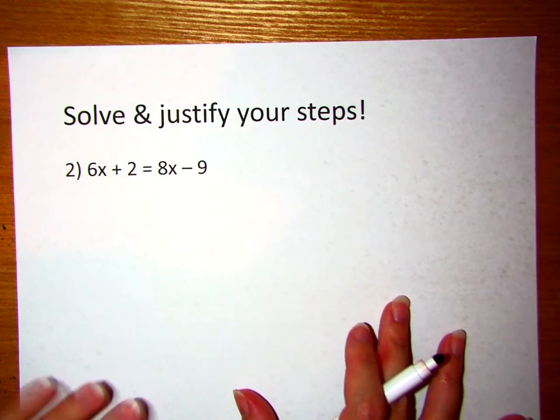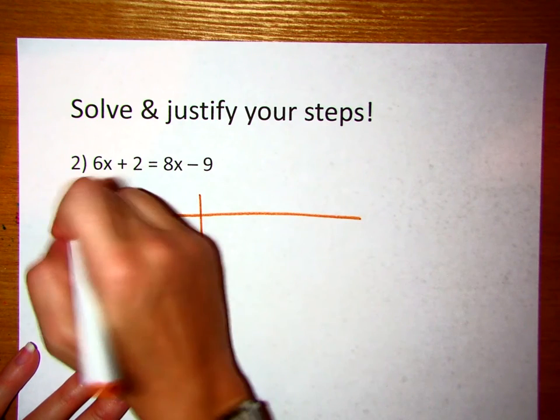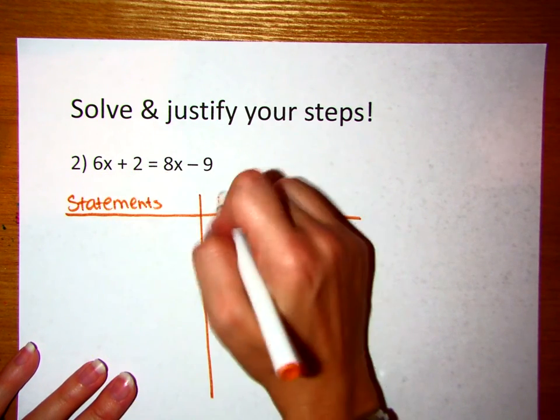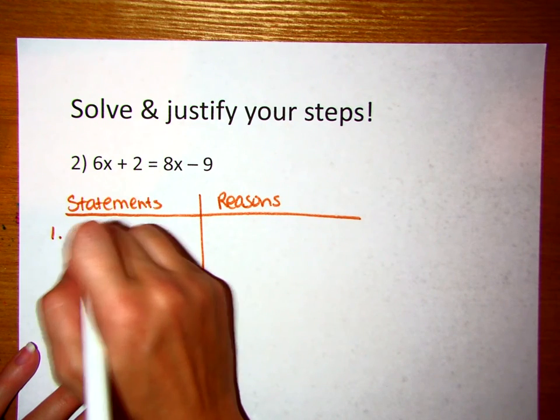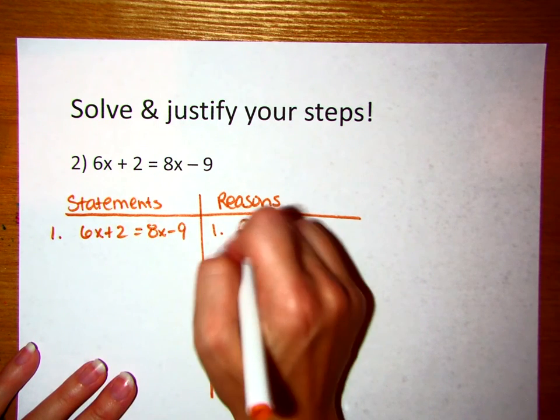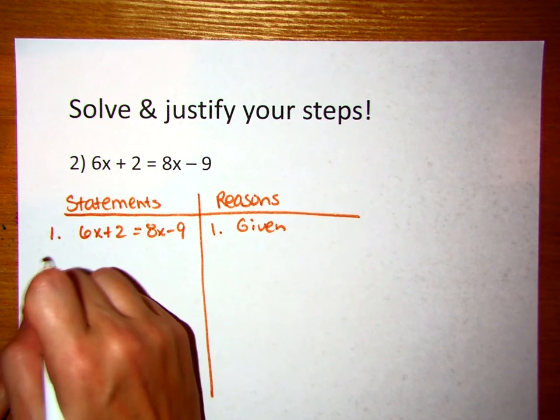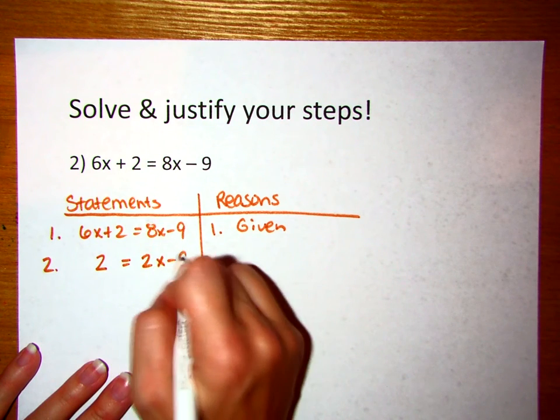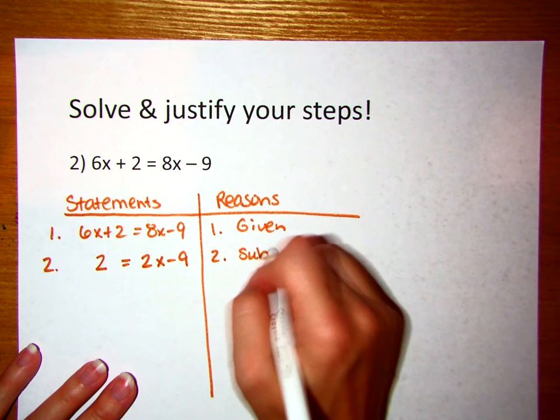In this example, I'm going to do things just a little differently so you can see some other properties come out. We've got statements. We got reasons. And we're going to start with number 1, which would be 6x plus 2 equals 8x minus 9, and that was given to us. Now what I would do is subtract 6x from both sides. So 2 is equal to 2x minus 9 when I subtract it from both sides. So that right there, we use the subtraction property.